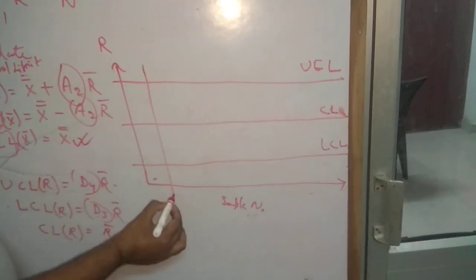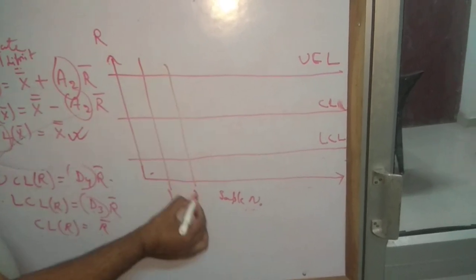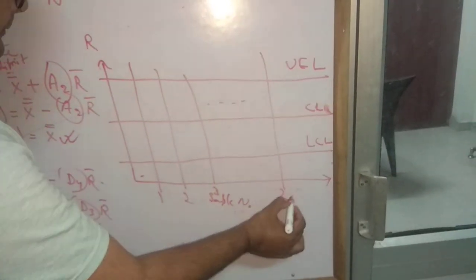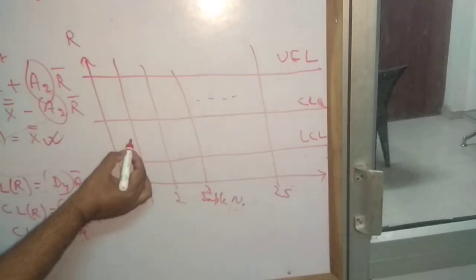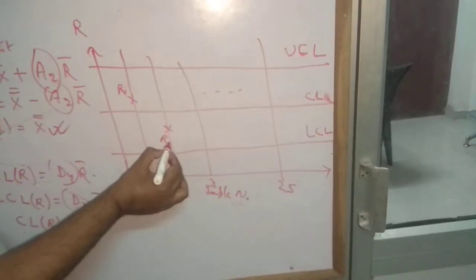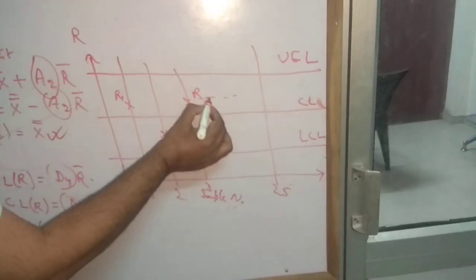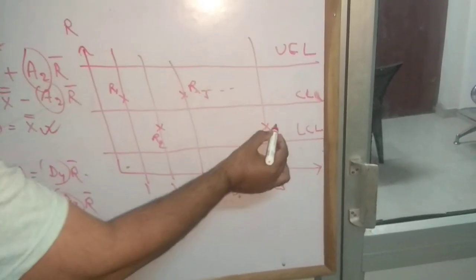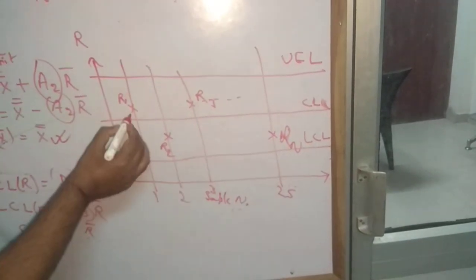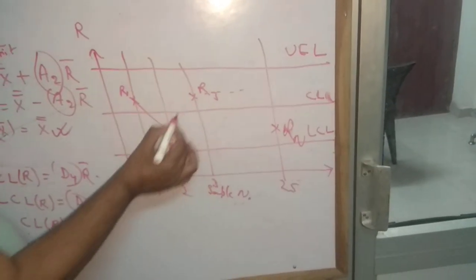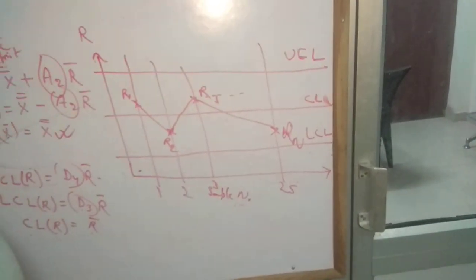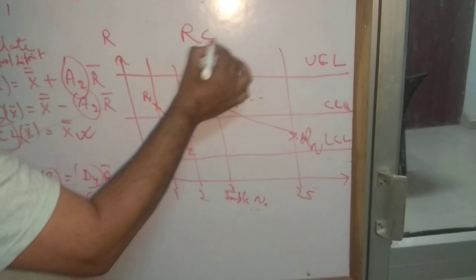And for sample number 1, 2, 3 up to 25, we will mark the points, suppose this is R1, this is R2, this is R3, and here it is Rn. And finally we will join these points. In this way we will be able to complete the R chart.